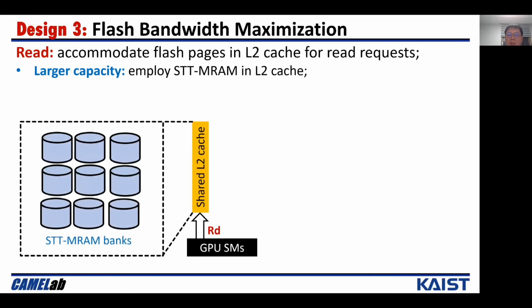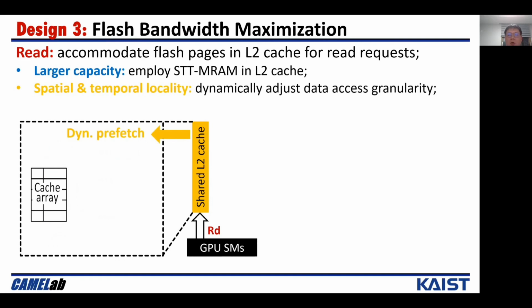To maximize the utilization of the L2 cache, we speculate the spatial locality of the fetched data and dynamically adjust the data access granularity. We revise the L2 cache banks with new hardware. In addition to the existing cache array, we design a prediction table and an access monitor.